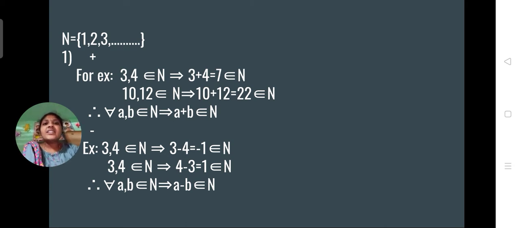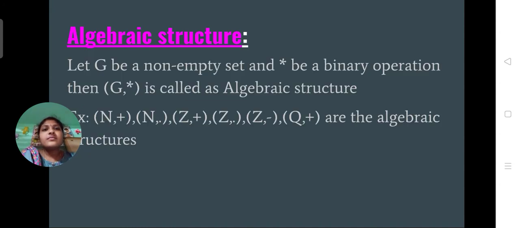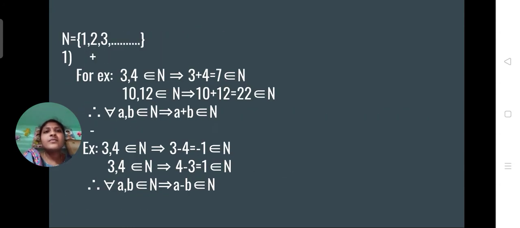Now let us take another operation, subtraction. In the same way, take any two elements from the natural number set, 3 and 4. These two are natural numbers. Then 3 minus 4 is equal to minus 1. Minus 1 does not belong to N, because we have only positive numbers, that is 1, 2, 3 and so on. So here minus 1 does not belong to N.